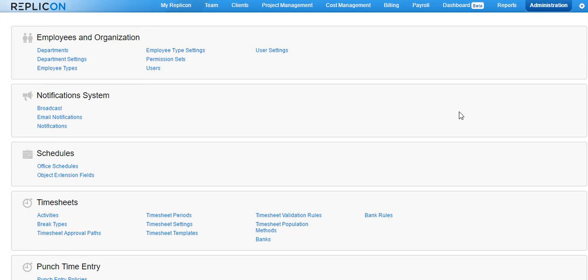Due dates in Replicon serve two purposes. One, they decide when exactly the timesheet is supposed to be submitted, and if the timesheet is not submitted on the due date, then it gets into an overdue state. It is easy for the supervisors or the managers to go ahead and report on the overdue timesheets and know who are the employees who have not submitted the timesheet on time.